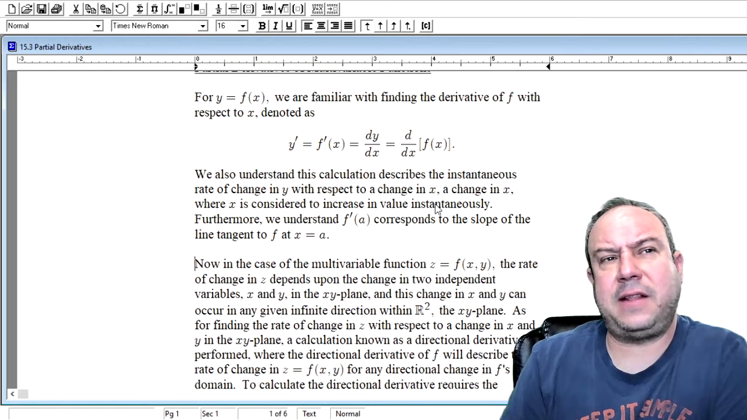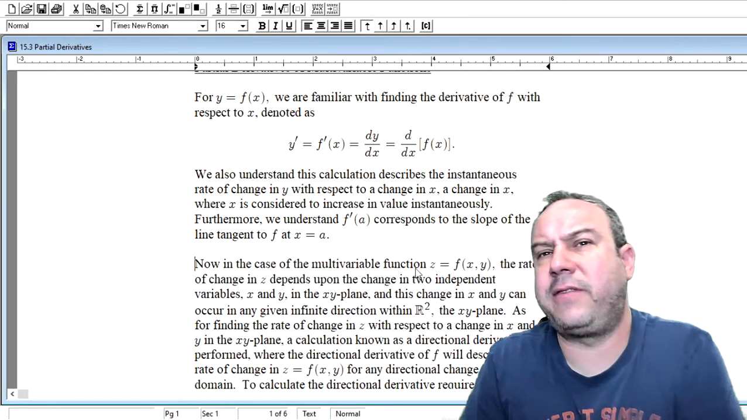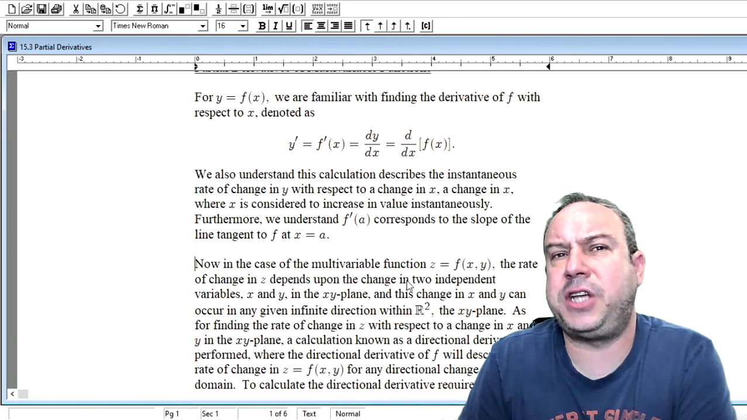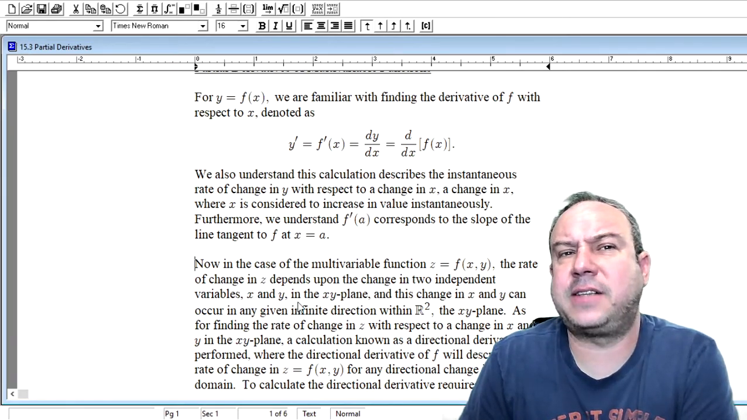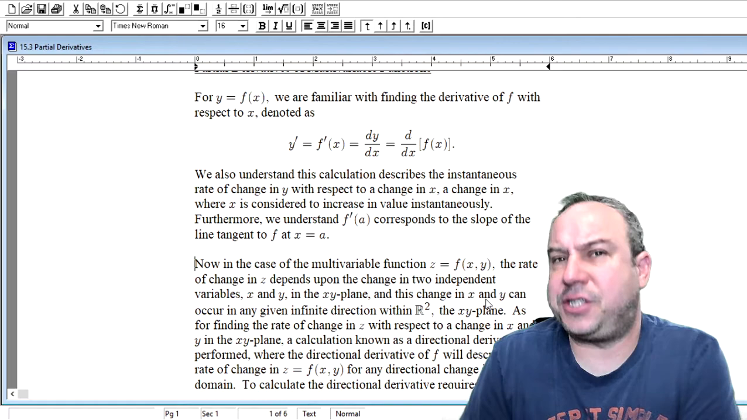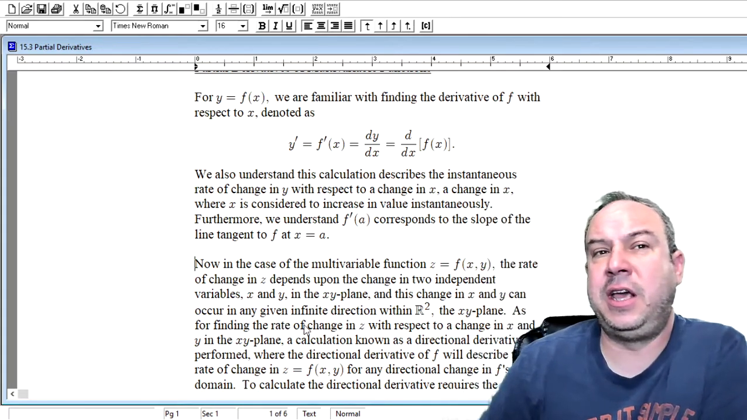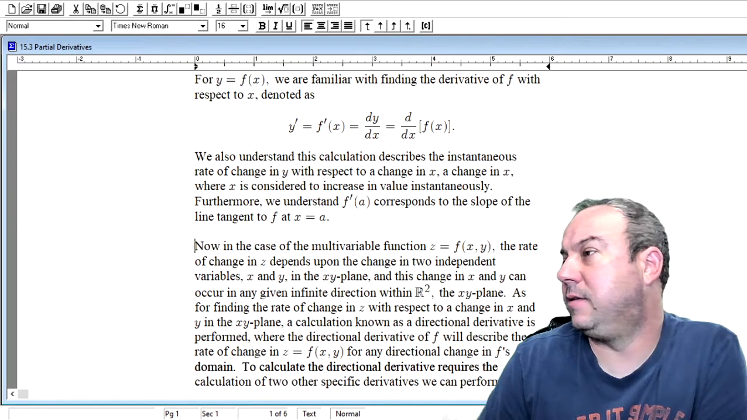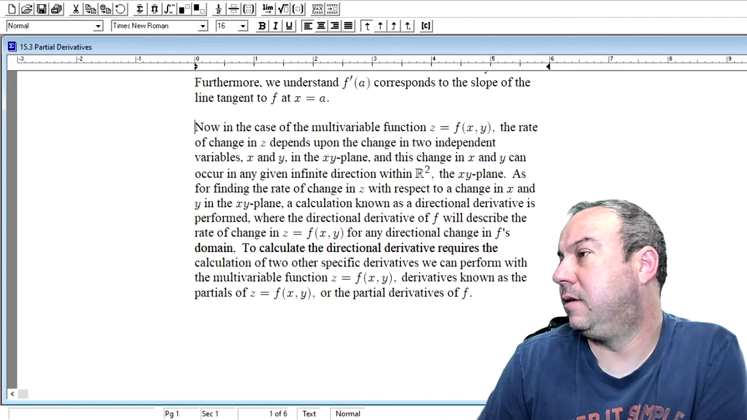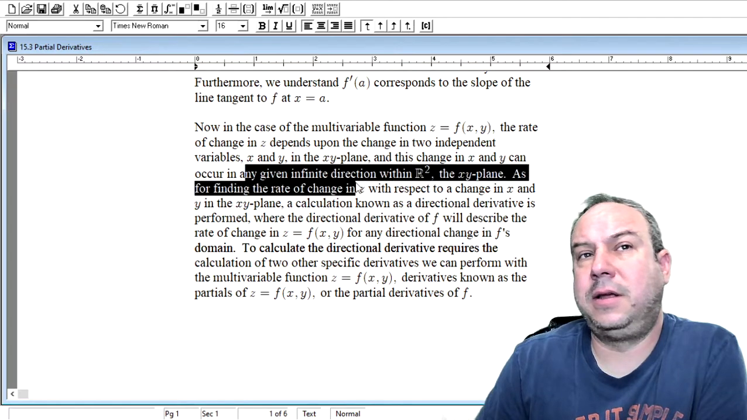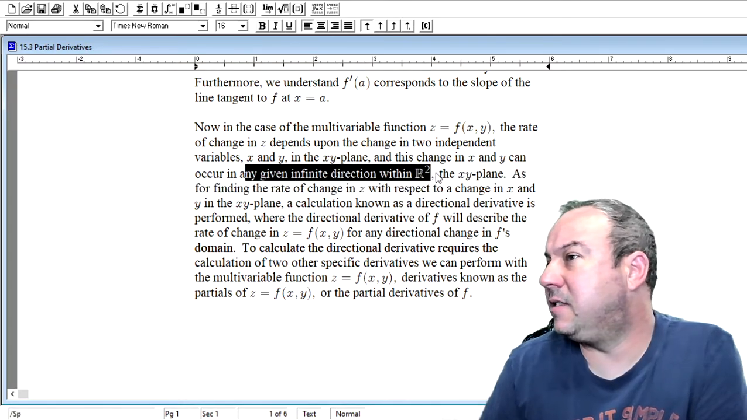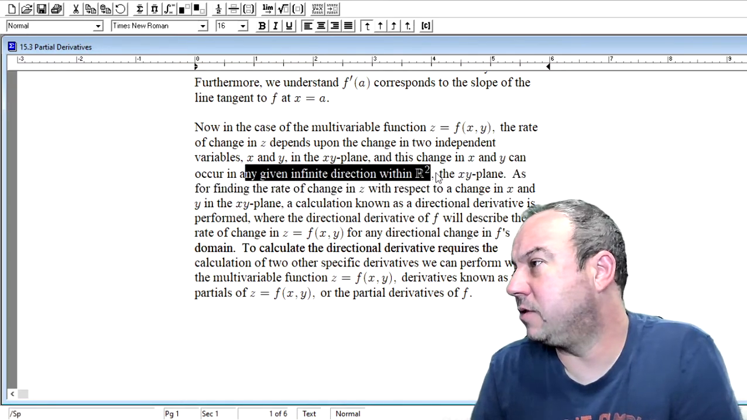And I do take note of that secondly here. Note in the case of the multivariable function, the rate of change in z depends upon the change in two independent variables x and y in the xy plane. And this change in x and y can occur in any given infinite direction in our two-dimensional space. That change can happen in any infinite direction, folks.